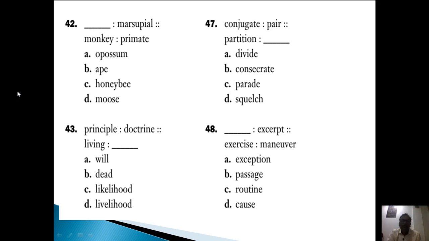Question number 47. Conjugate equal to pair, then what equal for partition? Conjugate means to pair, and to partition means to divide. Partition, as we have in 1947, has the meaning divide. So this kind of relation we have to find out.